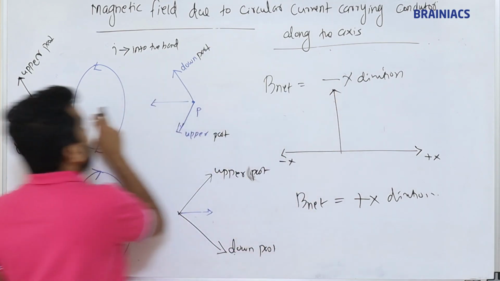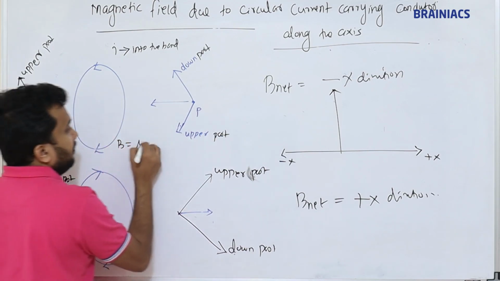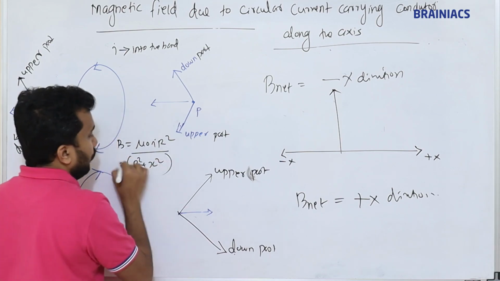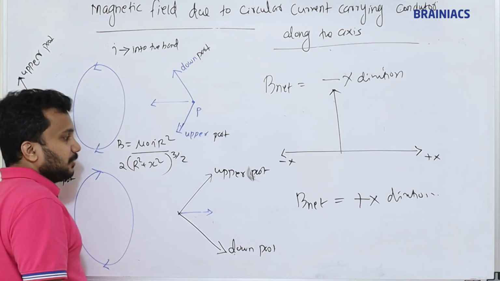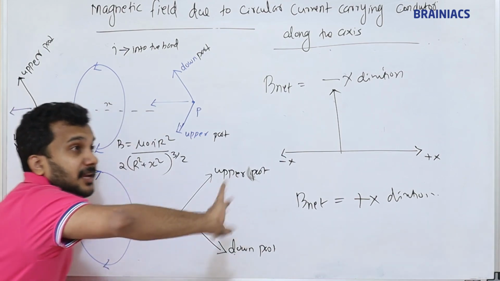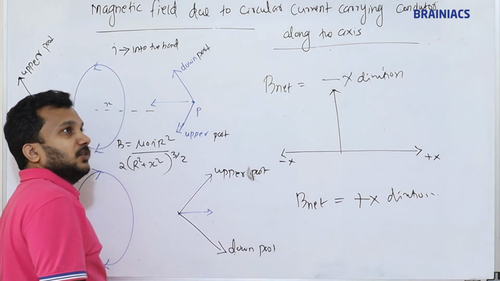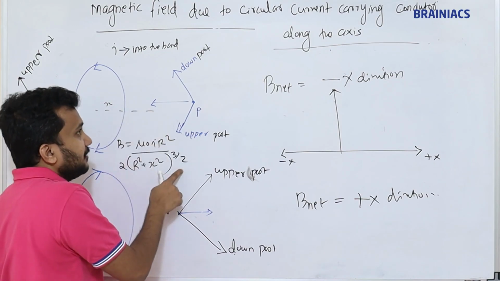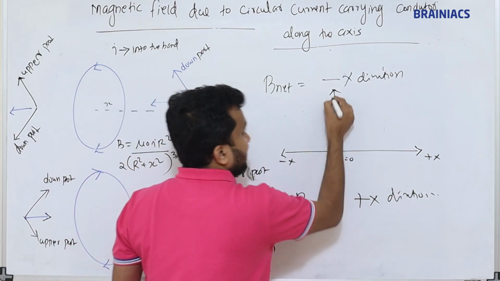So in the negative X direction, if you are going away from the coil, we know the total magnetic field will be equal to mu 0 I R square divided by root of R square plus X square whole power of 3/2. This expression, right? In this expression, X is the distance from the center. If you are going away from the center, X is increasing. If X is increasing, the total magnetic field is reducing, which means at the center it is maximum. So at the center, X is equal to 0, maximum magnetic field.